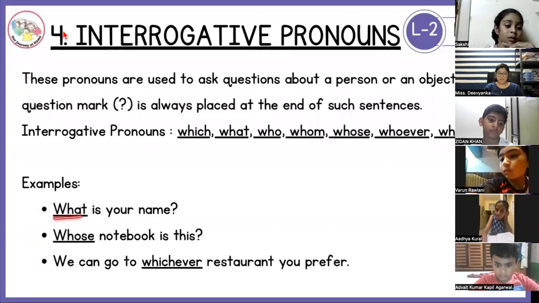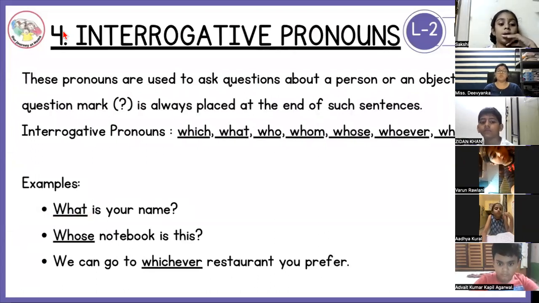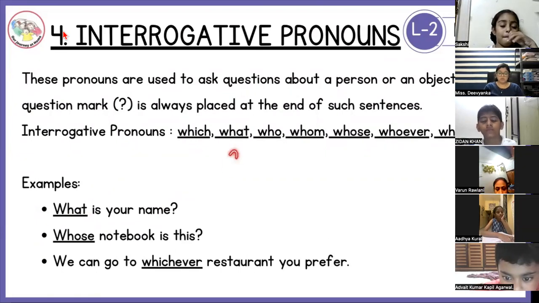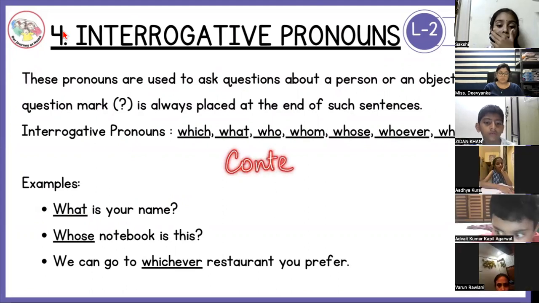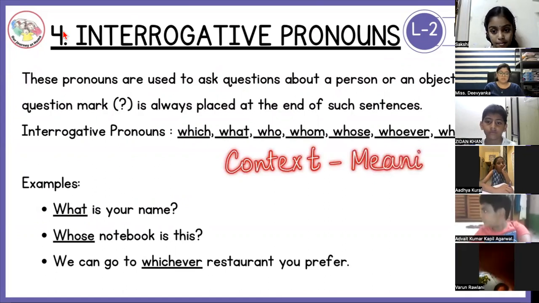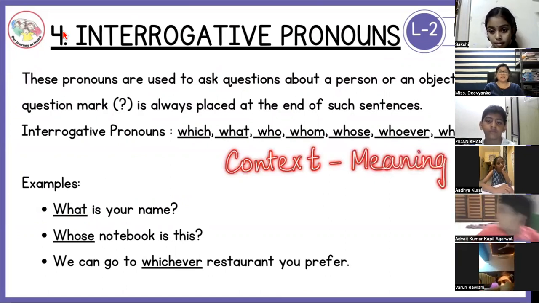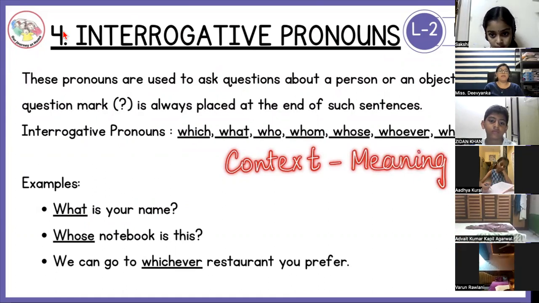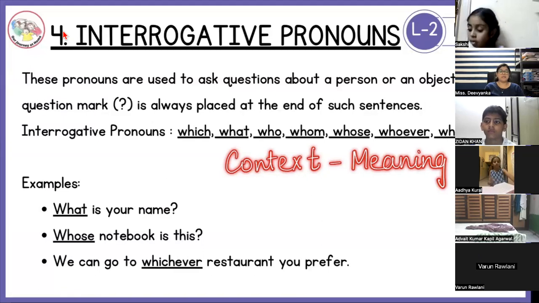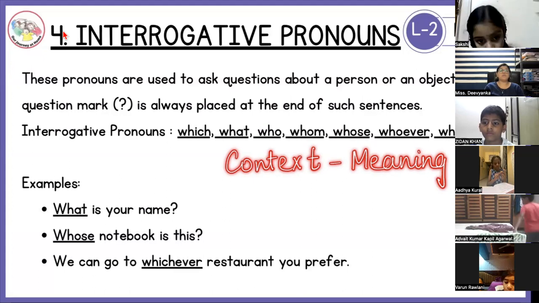So, whenever any particular pronoun, especially interrogative pronoun, is used, it is used with a context. And when I say context, if you don't know this word, write it down in your notebook. Context means meaning of the word or sentence. Okay? Context is meaning of the word or sentence. So whenever you're using interrogative pronouns, the context of the sentence is also important.